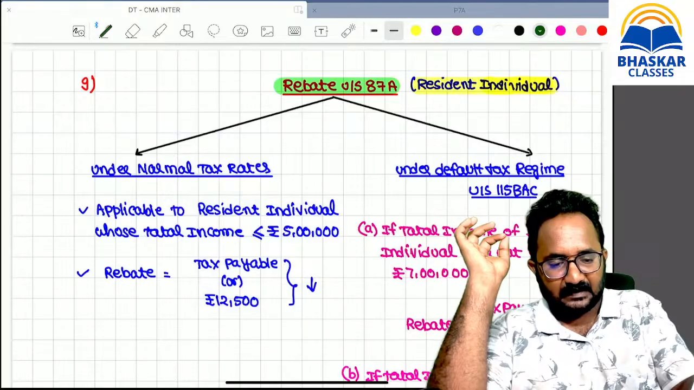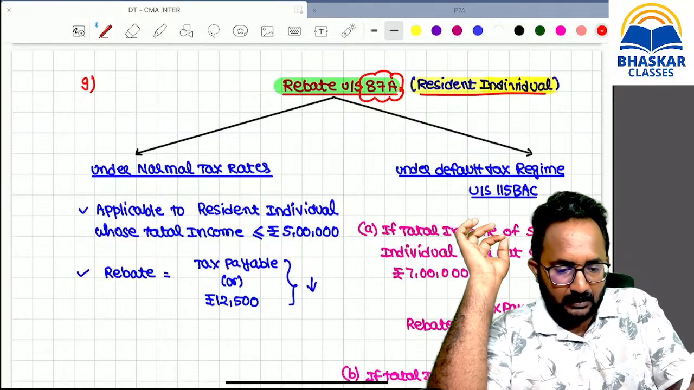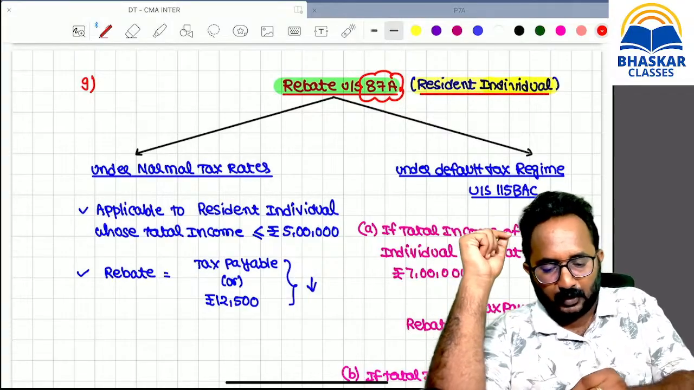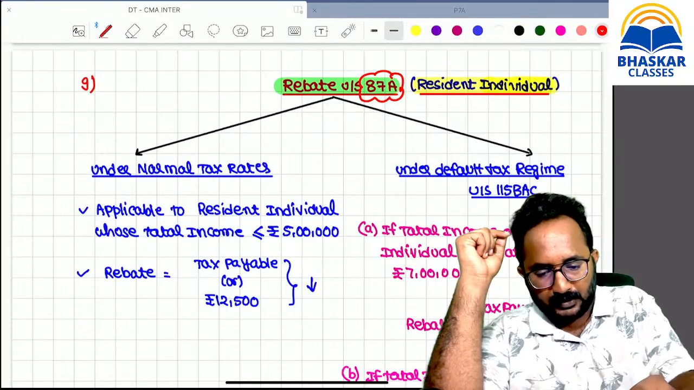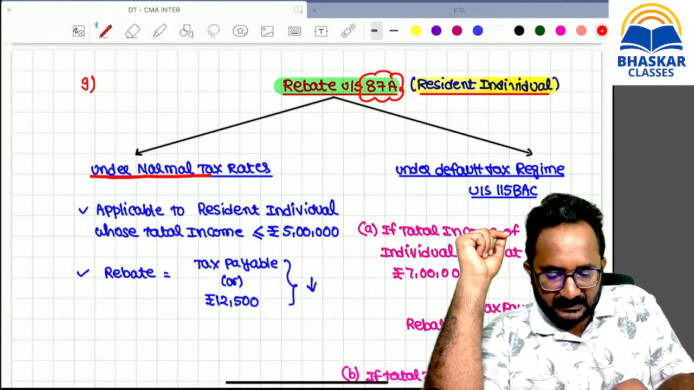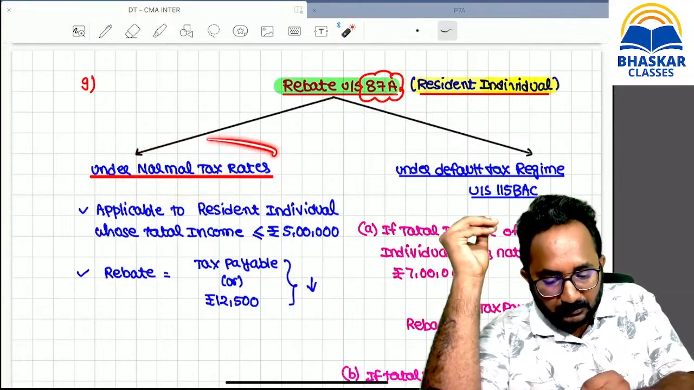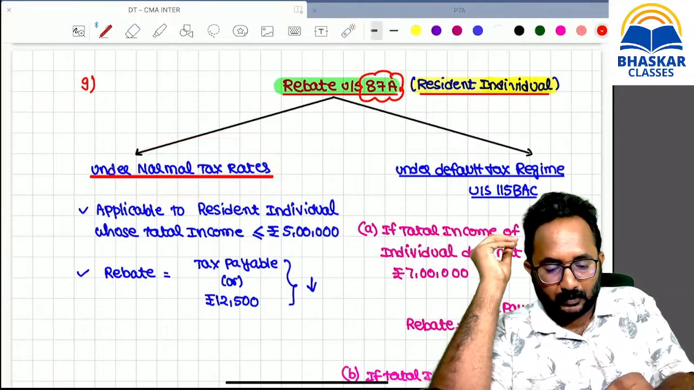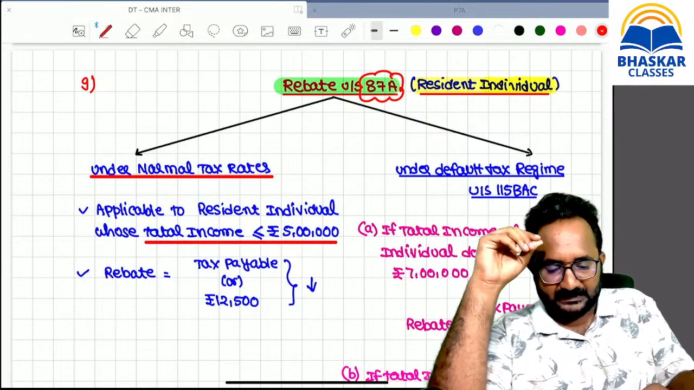Rebate under section 87A for a resident individual. If the resident individual is following which regime? The normal tax regime. This is only called the old regime, also called the optional tax regime. If his total income does not exceed 5 lakh.